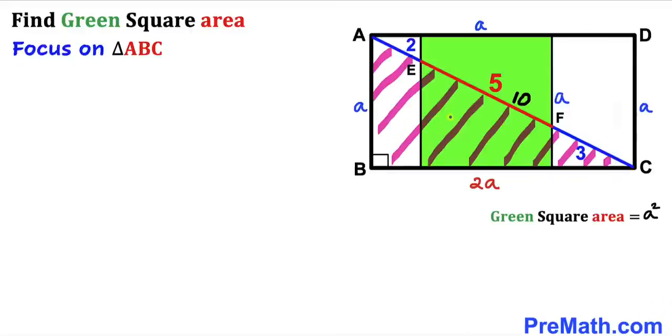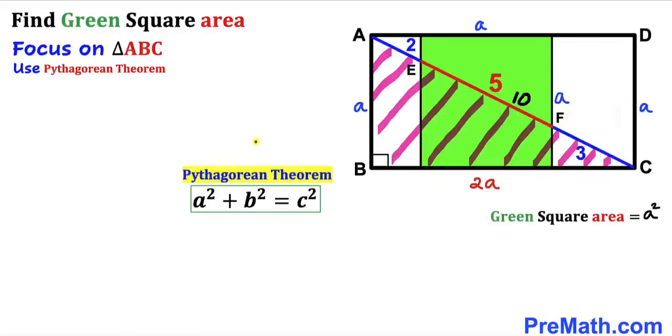Here's our next step. Let's focus on this right triangle ABC, and apply the Pythagorean theorem on this triangle. Here's our Pythagorean theorem: a squared plus b squared equals c squared. In our case, the hypotenuse is 10, and the other two legs are 2 times a and a. Let's fill in the blanks in this formula. We get a squared plus 2a whole squared equals 10 squared.